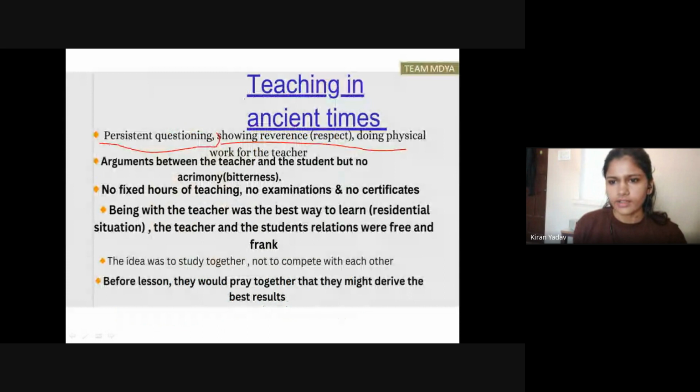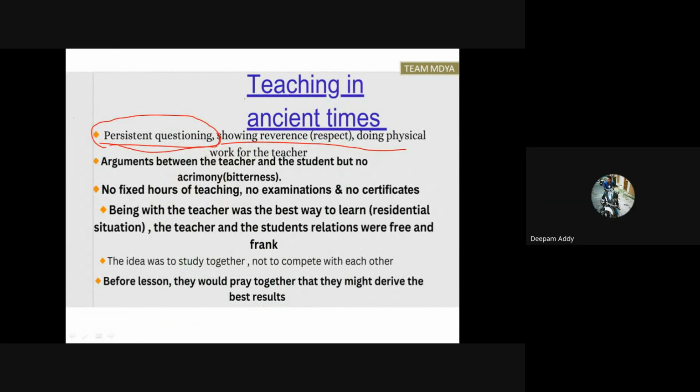Persistent questioning. Why persistent questioning? Does anybody want to tell why, what do you think, that in ancient times the way of learning used to be persistent questioning? Why? Ma'am, the student should have curiosity to know the truth.